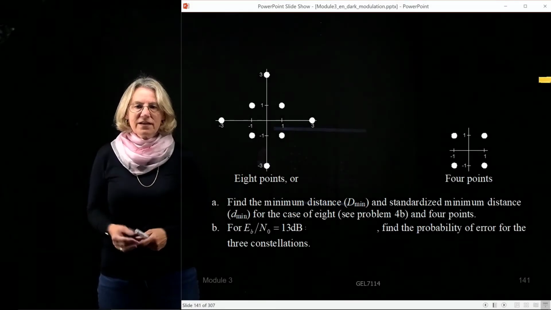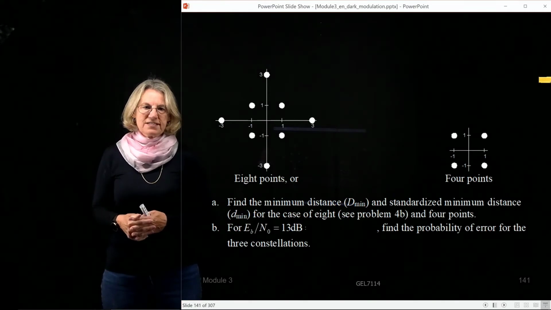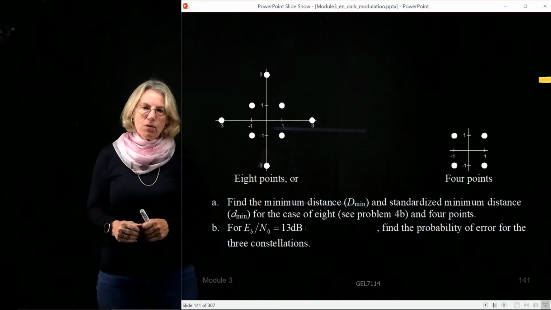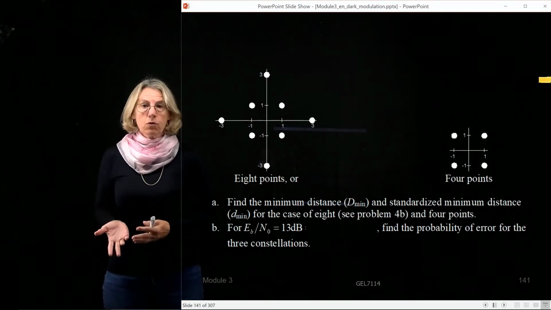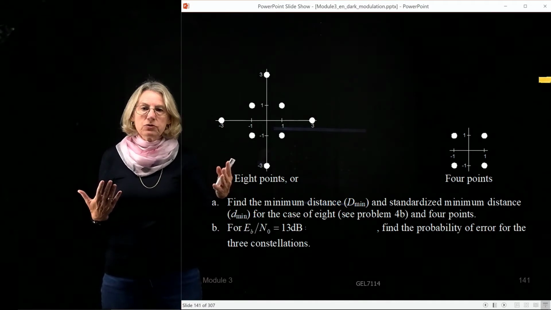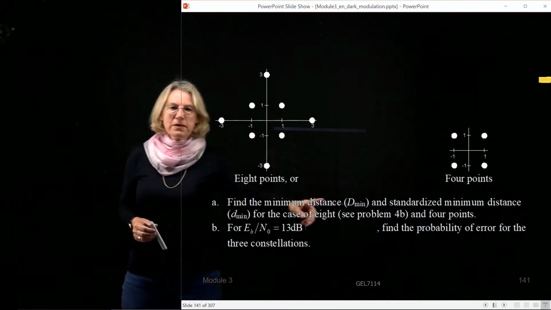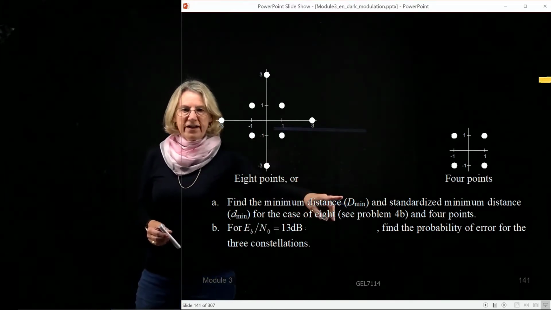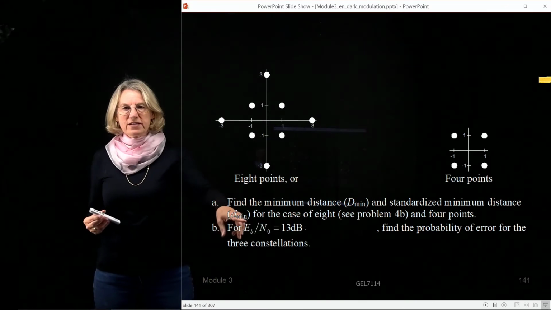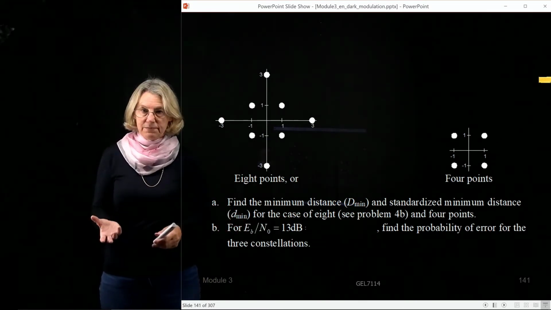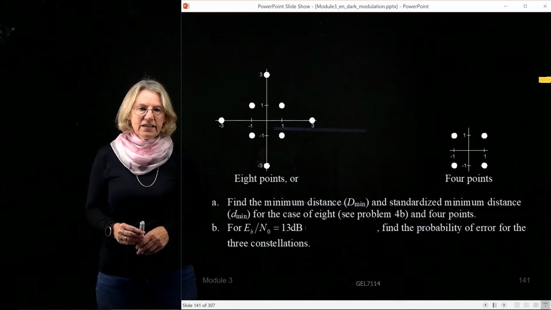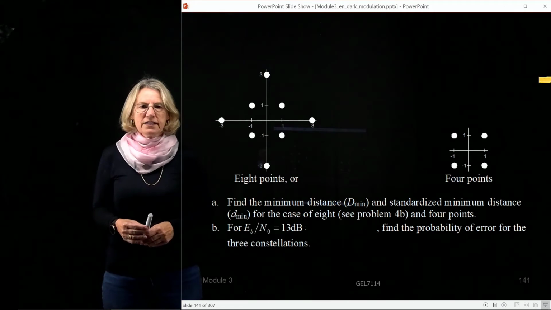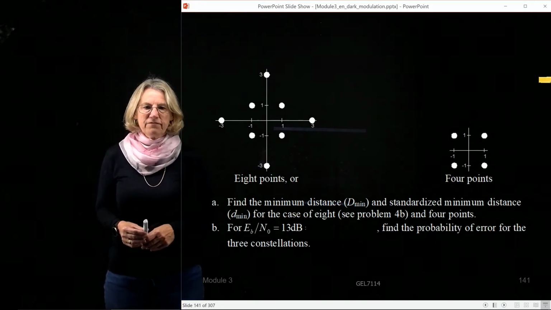In this example, which comes from one of the previous exams, I give you a QAM constellation, which is not one of the QAM constellations that we've seen before. So in this case, one of the questions is to find the minimal distance for this constellation. And in fact, once you find the regular d-min, I also ask you to normalize it and to tell me what the small d-min is. And then finally, assuming that we have Eb/N0 equal to 13 dB, I ask you to find the probability of error for the constellation.